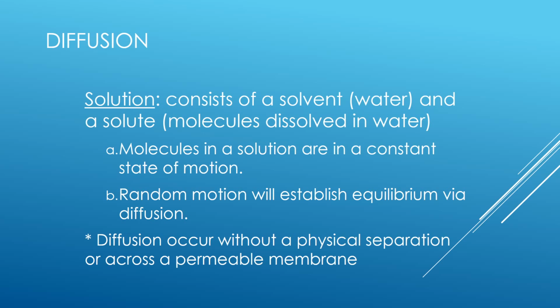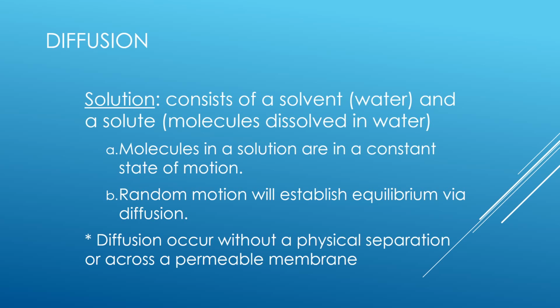And so if there is a concentration difference between two regions, so typically we think of inside the cell versus outside of the cell, random motion will establish equilibrium via diffusion. And so diffusion will occur without a physical separation or across a permeable membrane. With diffusion, this concept obeys the second law of thermodynamics because diffusion actually increases entropy.